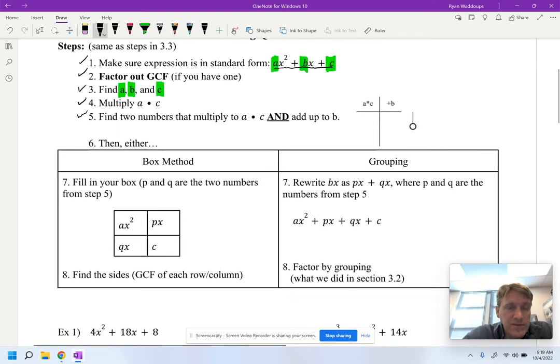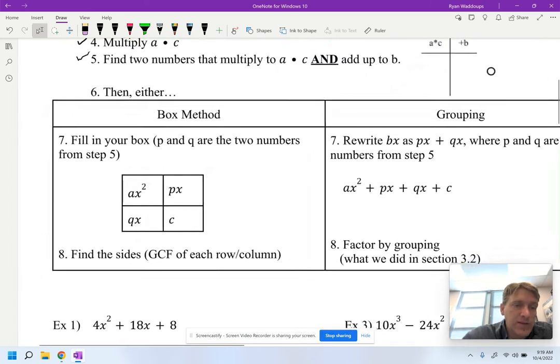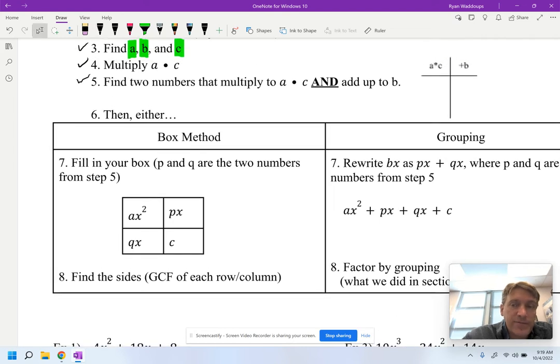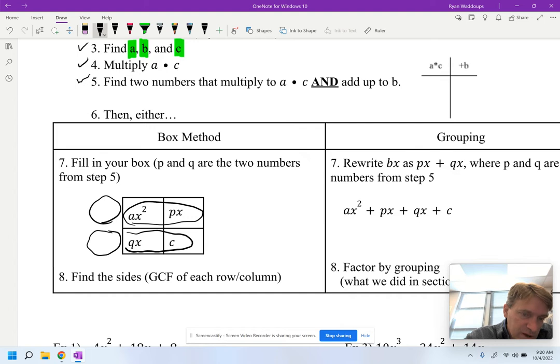And then you either use the box method or grouping. In the box method, you fill in your box with P and Q being the two numbers that you found in step 5. And so we put an x with them: ax squared plus px plus qx plus c. And then find the sides. A number there is the greatest common factor of this row, and the number there is the greatest common factor of this bottom row. In this column, the greatest common factor we would write up here, and for this column, we'd write the greatest common factor up here. And this will make more sense when we go through and do an example.